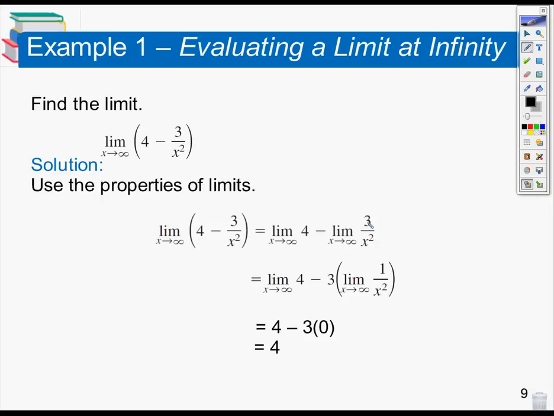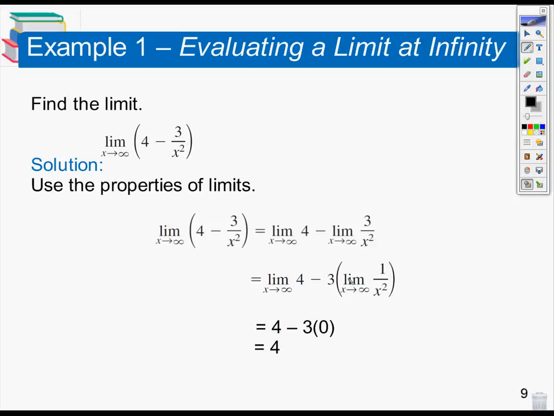This is really 3 times 1 over x squared. So what I'm going to do is take this one right here and split it up. So it's 3 times the limit as x approaches infinity of 1 over x squared. That's really cool. I have things simplified in such a way that these limits are really easy to calculate. The limit as x approaches whatever of a single number is just that number.